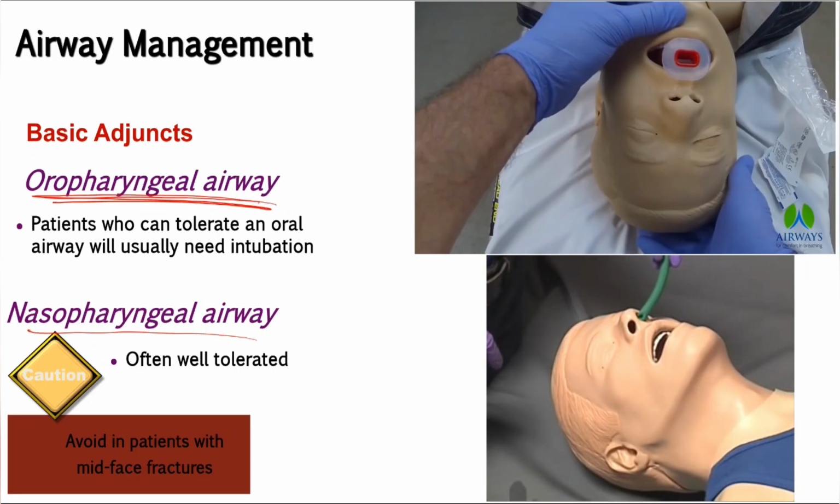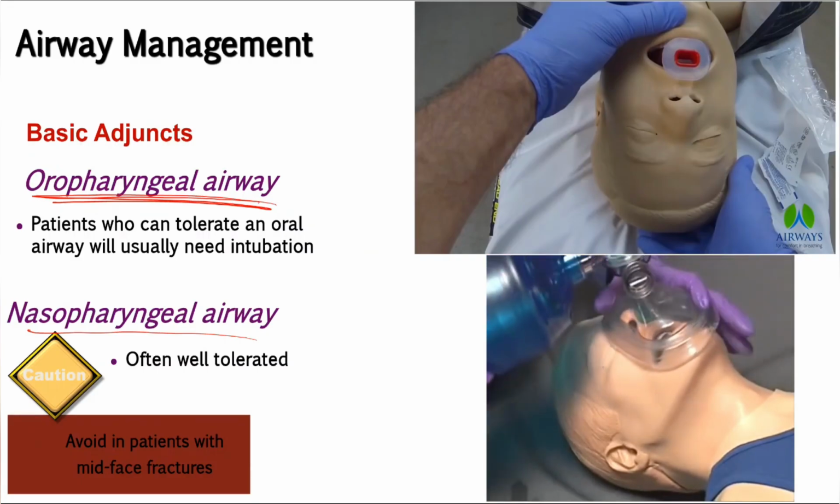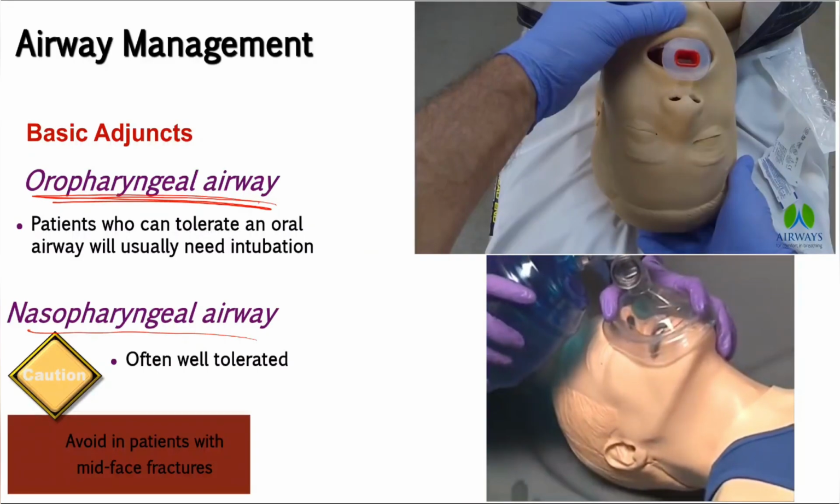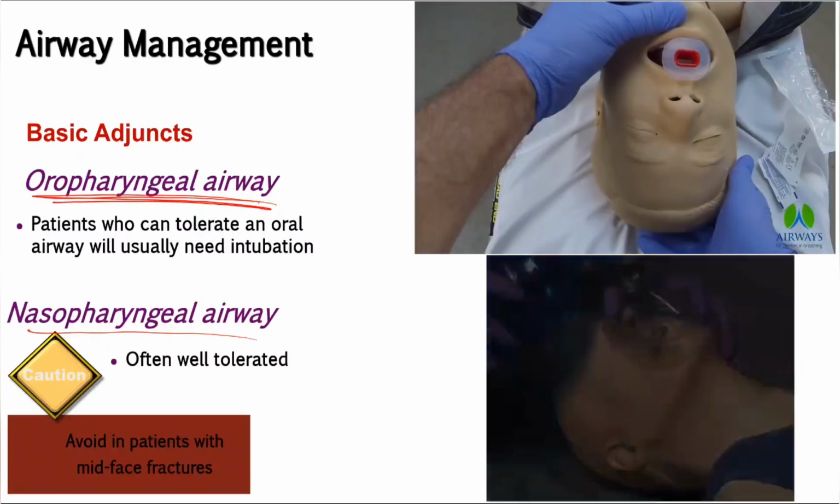Once the nasal airway reaches the nasopharynx, rotate the airway 180 degrees to resume alignment with the normal anatomical curvature of the nasopharynx. Continue to insert the nasal airway into the oropharynx. Once the nasal airway is in place, the last step is to check for adequate air exchange.